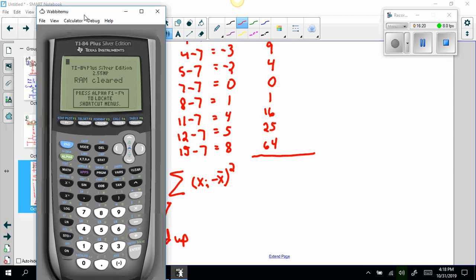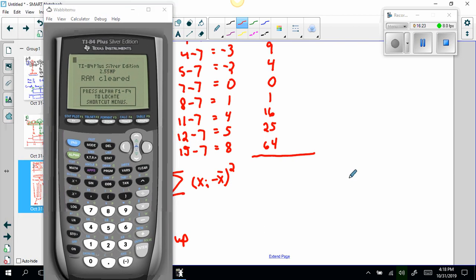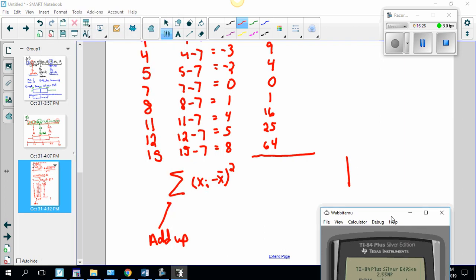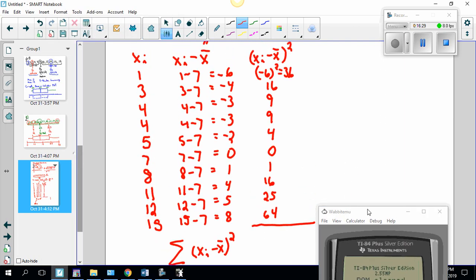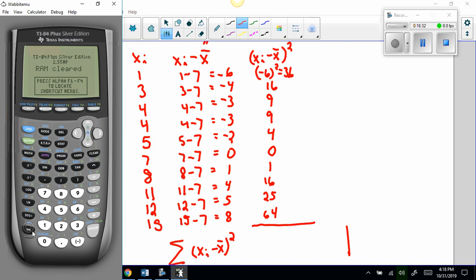And maybe I can get them all on the page here. Whoopsie daisy. Here we go. 16 plus 9 plus 9 plus 4 plus 0 plus 1 plus 16 plus 25 plus 64. Ooh, 144. This is a great problem. That number never works out.